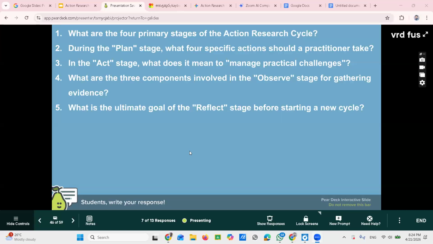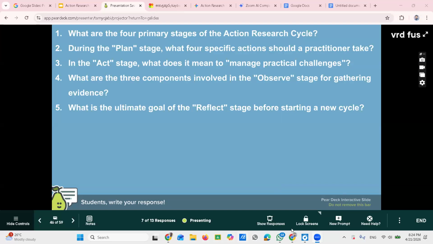I think time is okay for this activity. Seven of you are trying to send in the answers. Then try to do these activities, then you can understand better how to do the action research. The first question is asking to write down the stages of the action research cycle. It's very easy: plan, act, observe, and reflect.